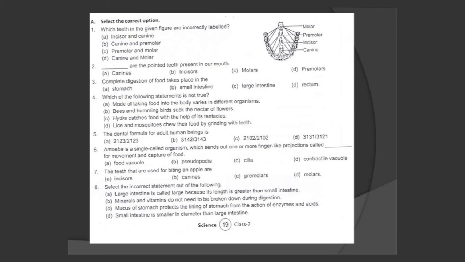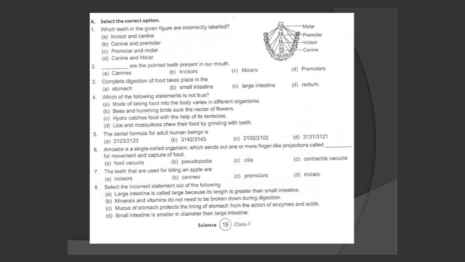The teeth that are used for biting an apple are incisors. Question 8. Select the incorrect statement. Large intestine is called large because its length is greater than small intestine. Incorrect statement. The large intestine is not called large for that reason, it has a different structure.